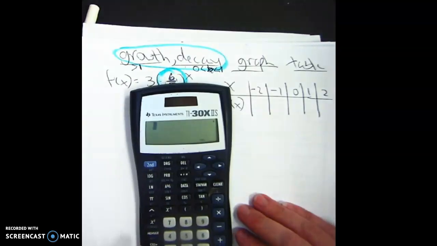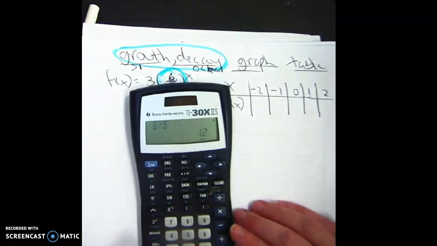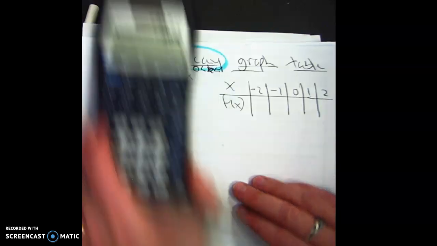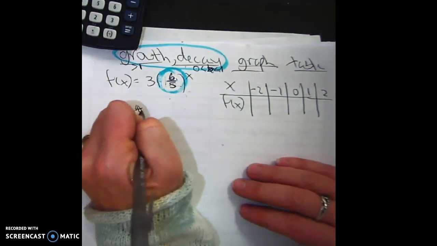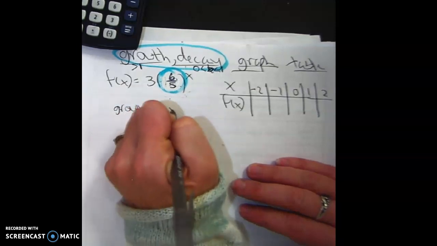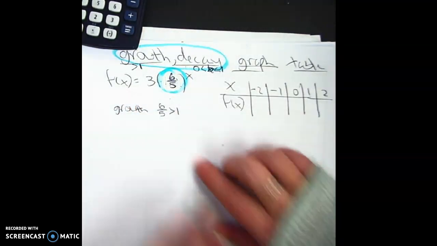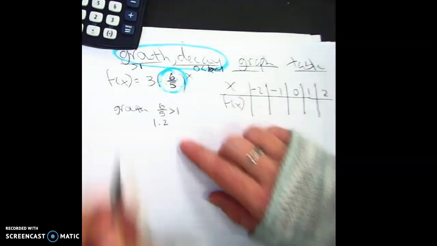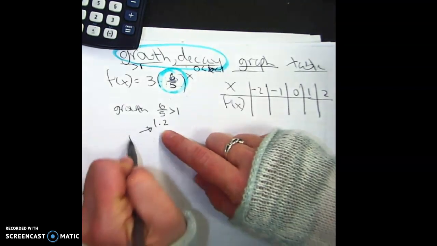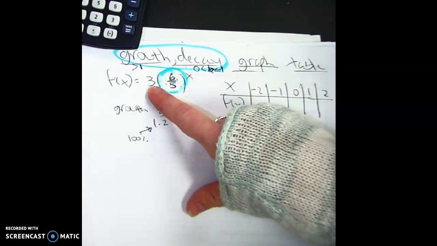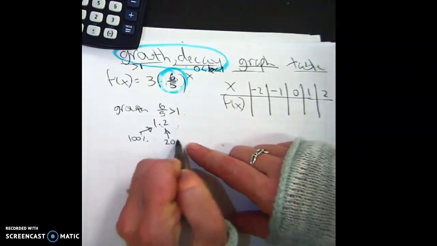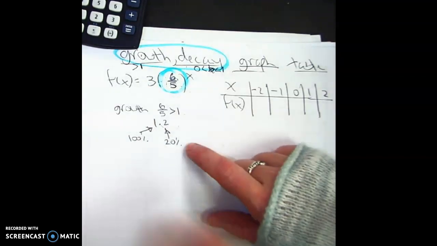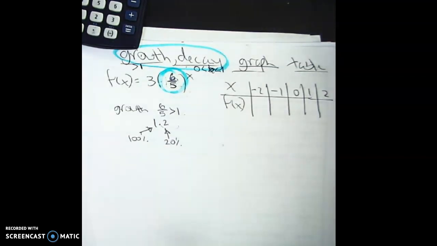So 6/5, if you don't know, you can go into your calculator. 6 divided by 5, that's more than 1, so that's 1.2. So that means it is growth because 6/5 is greater than 1. So let's address the 1.2, okay? I want you to realize 100% is like your 3, what you start with. 0.2 represents that 20% growth that you have each time, okay?